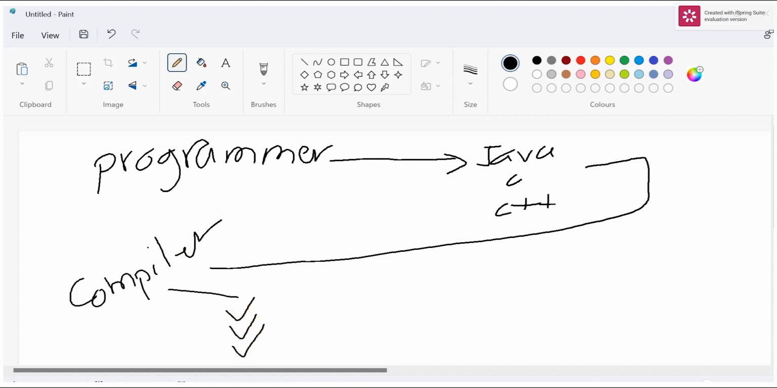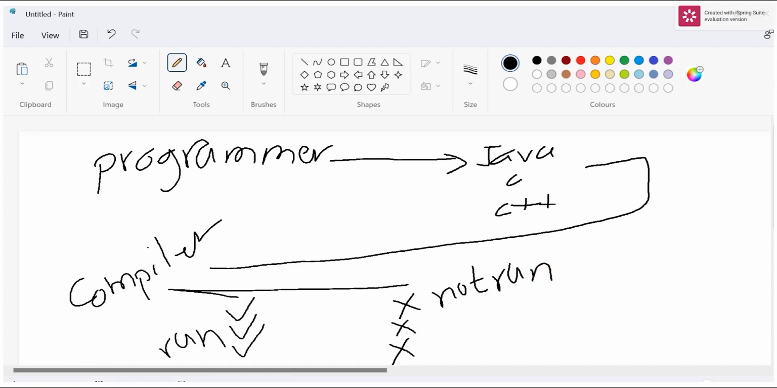If our program is syntactically correct, then our program will run. And if our program is syntactically wrong somewhere, then our program will not run. It means that if it has an error, then it will give us an error. So we can consider that we are a programmer.